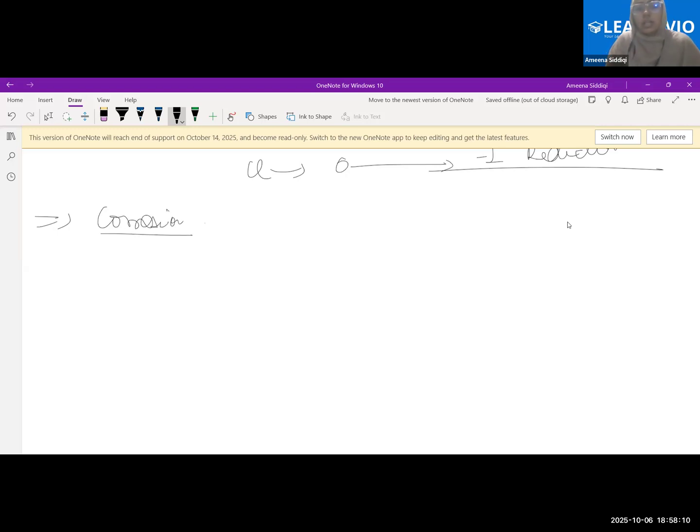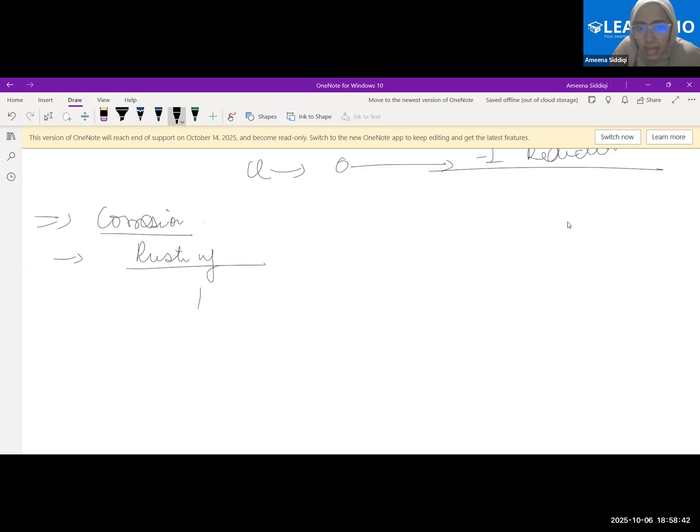What is corrosion? Corrosion is a process in which any element, any metal especially, is attacked by some other compounds or elements. That might be oxygen, that might be water, that might be hydrogen sulfide, anything. But the metal is being attacked by those compounds. That is corrosion. I will take the example. Rusting is a case of corrosion. Rusting is a type of corrosion.